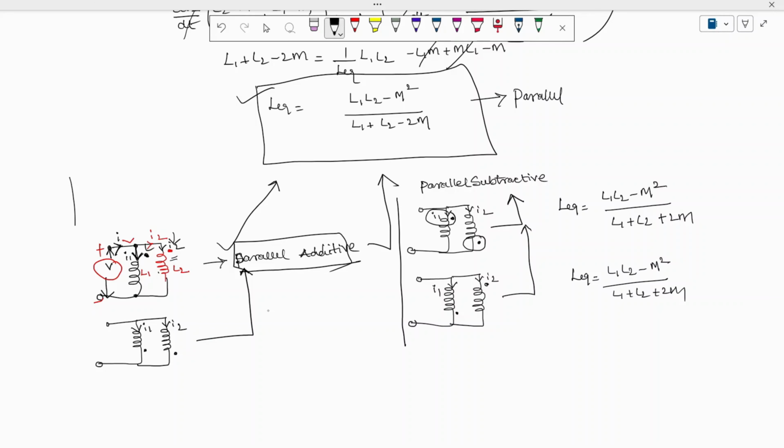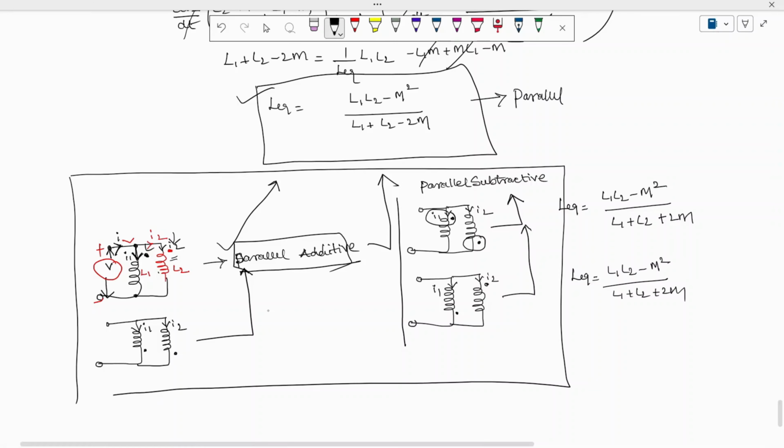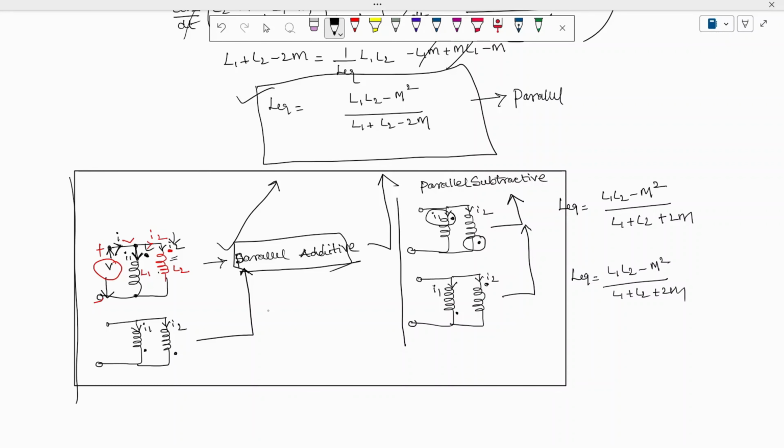So remember, these are the four possible combinations we can create in the case of a parallel additive as well as parallel subtractive. Both the currents are entering: L1 L2 minus M square divided by L1 plus L2 minus 2M. Both the currents are leaving the dot, same formula. So for one coil current is entering, for another coil current is leaving. For this current is leaving the dot and current is entering the dot, which is also called parallel subtractive.